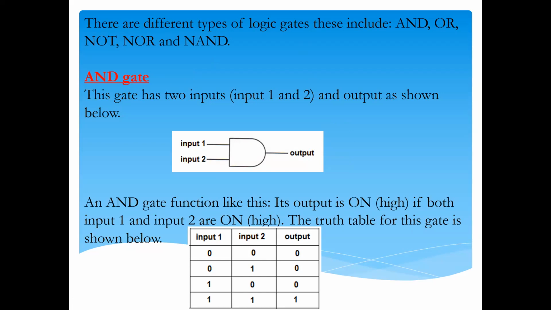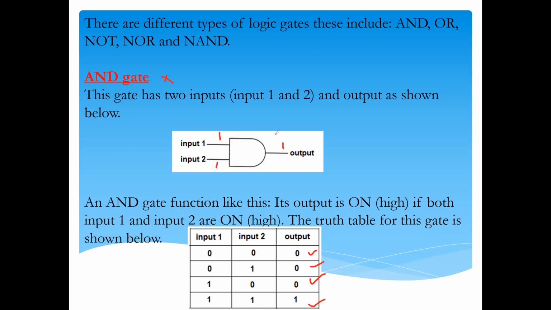So if one input is 0 and the other input is also 0, 0 multiplied by 0 is 0. Same thing, if one input is 0 and the other is 1, 0 multiplied by 1 is also 0. Then 1 and 0: when we multiply 1 with 0, the output will be 0. And 1 multiplied by 1, the output will be 1.